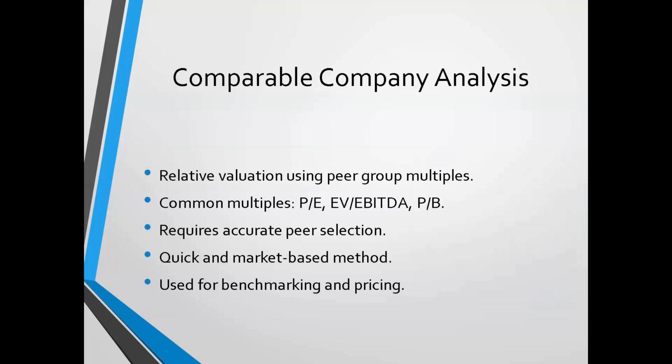Comparable company analysis. Relative valuation using peer group multiples. Common multiples are PE, EV, EBITDA, PB. Requires accurate peer selection, quick and market-based method used for benchmarking and pricing. So this comparable company analysis helps to value a company by comparing it to similar peers. It uses market-based multiples like PE, EV, etc. It's fast and widely used and reflects current market trends.